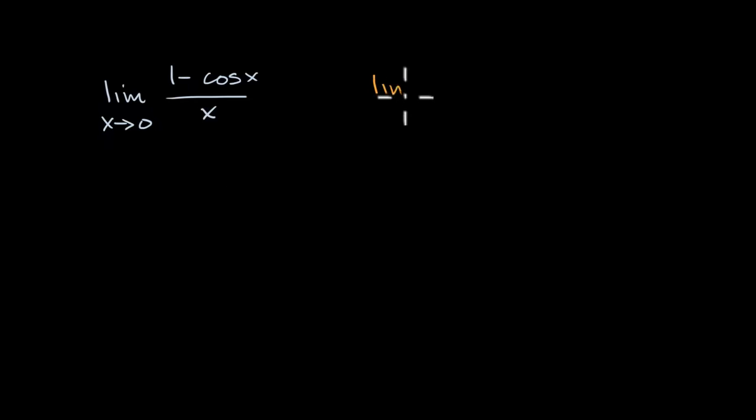What we want to do in this video is figure out what the limit as x approaches 0 of (1 minus cosine of x) over x is equal to. And we're going to assume we know one thing ahead of time: that the limit as x approaches 0 of sine of x over x is equal to 1.